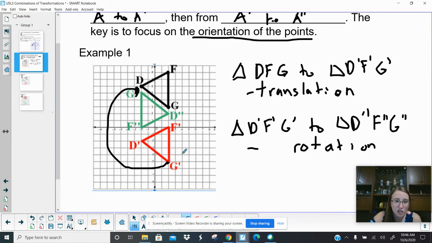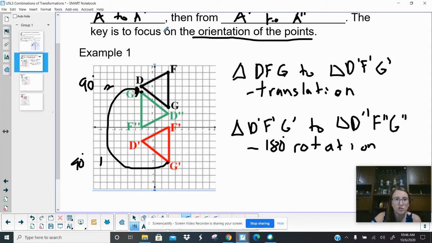So notice that G travels through 2 quadrants to get to this point. It goes through this one, it goes through this one. So this is 2 90-degree rotations. That means this is a 180-degree rotation. Now, the last thing you have to say is it clockwise or counterclockwise?